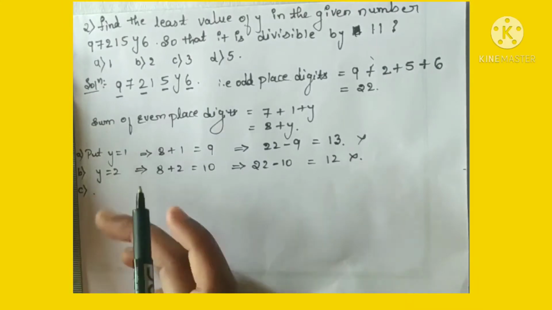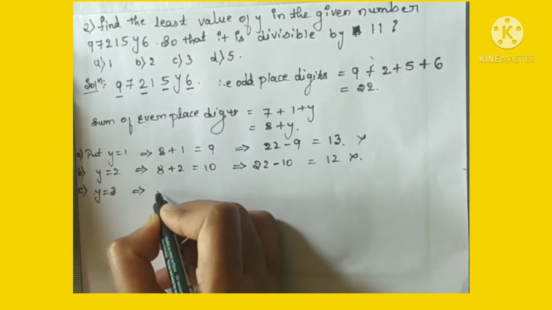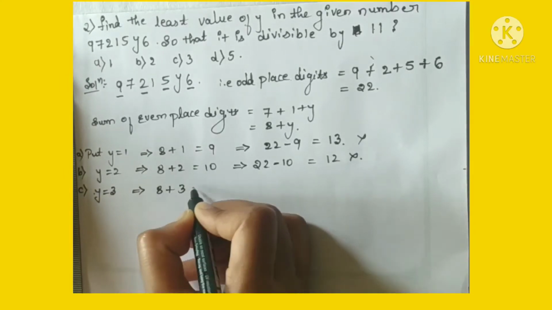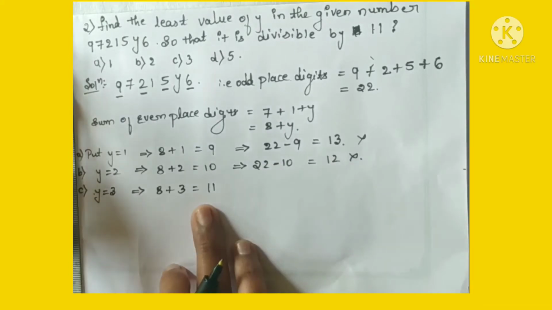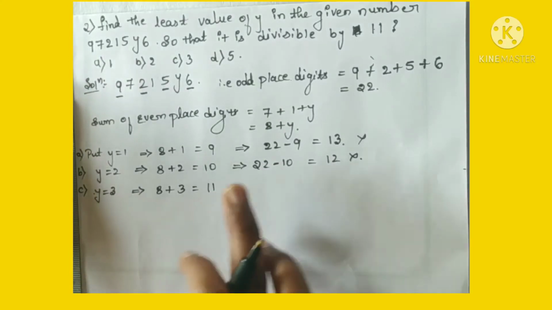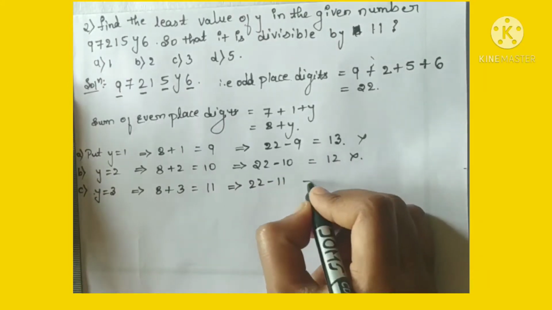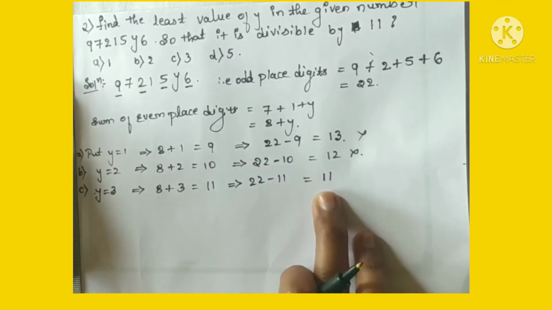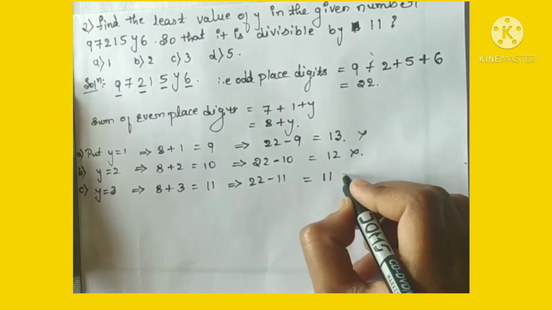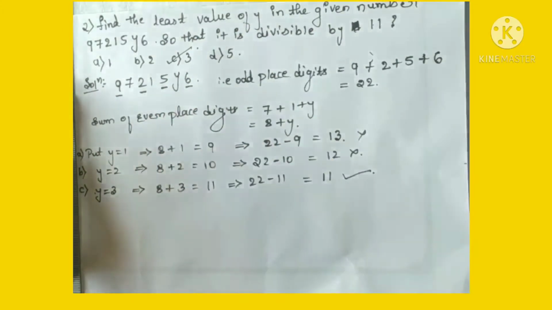Similarly, I consider one more option, y is equal to 3. Then 8 plus 3 is equal to 11. When I take the difference, that is 22 minus 11, the answer is 11. This 11 is a multiple of 11. So this is the correct answer. So here the correct option is 3.